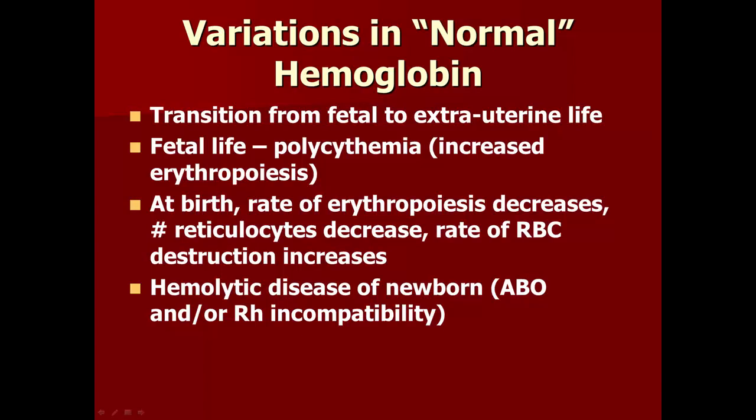Now, don't confuse that, however, with hemolytic disease of the newborn, which you'll see with an ABO or an Rh incompatibility. Hemolytic disease of the newborn is not physiologic. What happens there is you have an even higher rate of hemolysis, so more and more bilirubin is being produced that the immature liver cannot process or manage. High levels of bilirubin are very toxic to the central nervous system and cause a CNS damage called kernicterus.